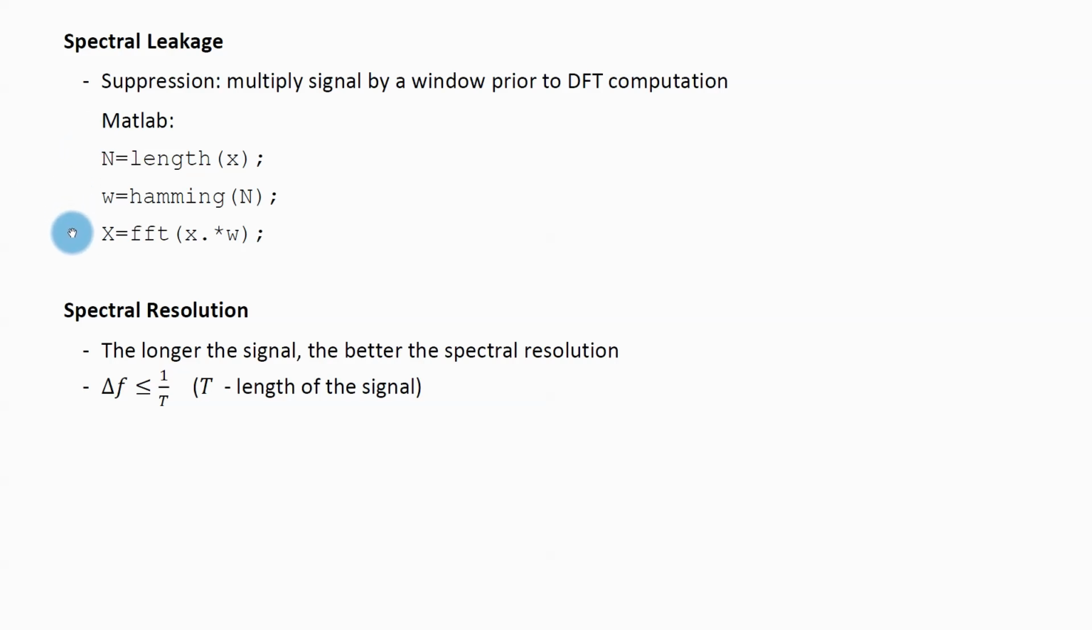So, in MATLAB, prior to the DFT computation, you need to multiply your signal with some window. MATLAB will generate some windows for you. We will check them out on the exercises.